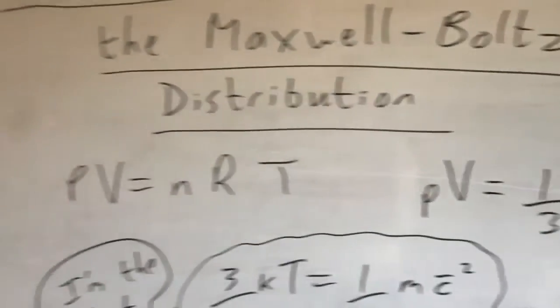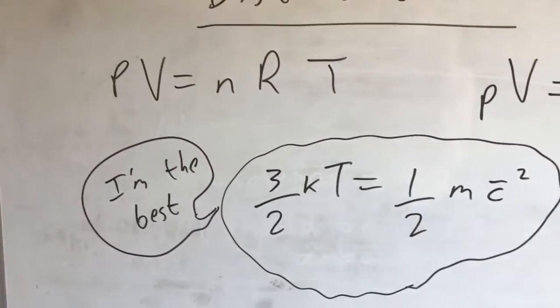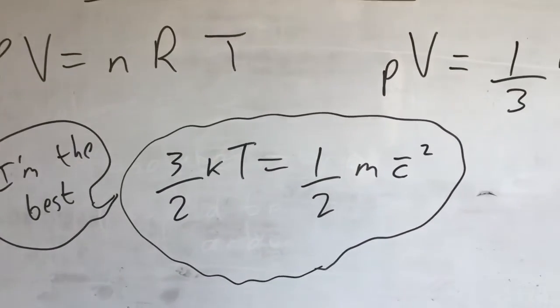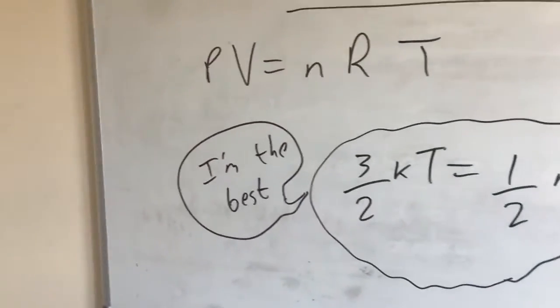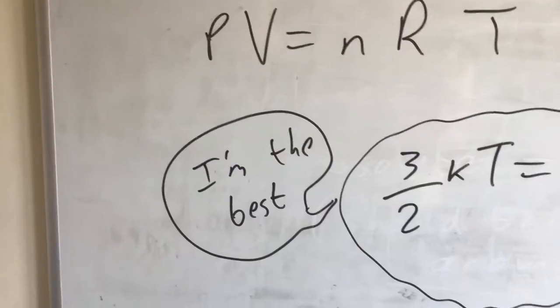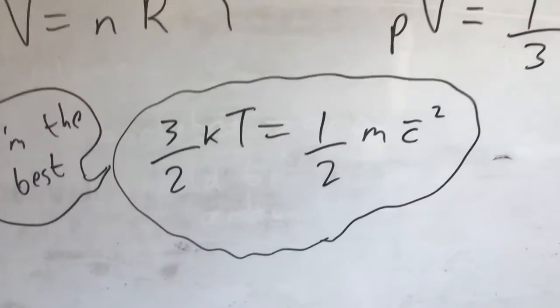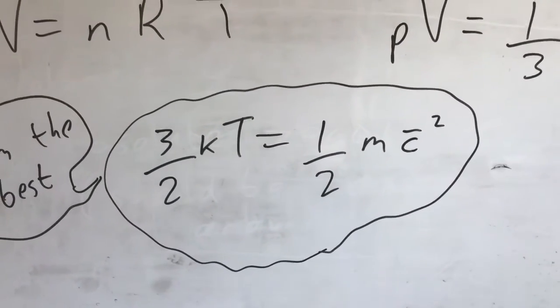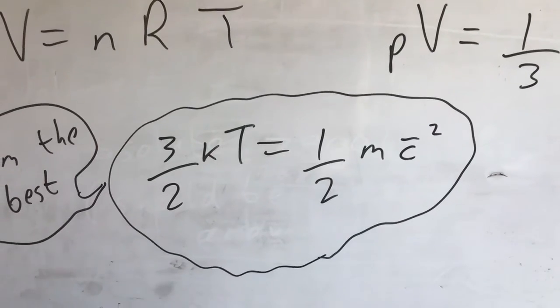We put them together and we can derive an equation, and this equation is arrogant because this equation says, oh, look at me, I am the most useful. But the equation is not lying. She really is the most useful equation. So here she is, 3/2 kT.